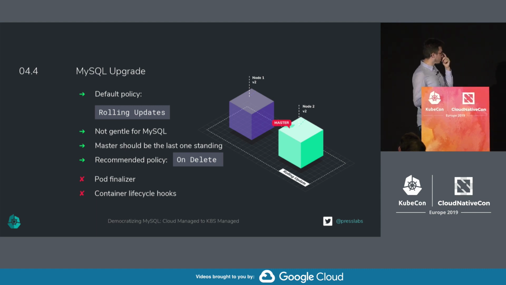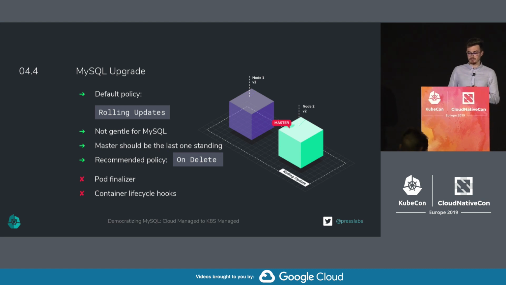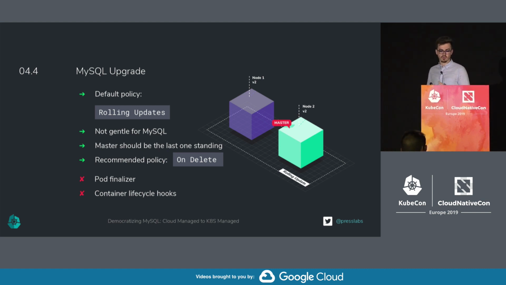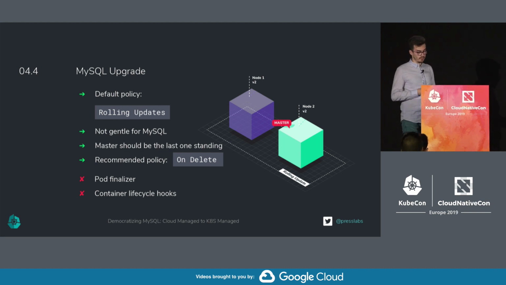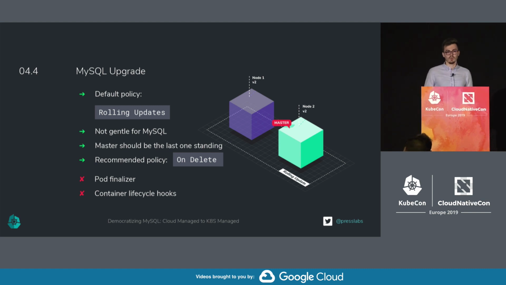We also tried other techniques like a pod finalizer to block the pod deletion until the failover is done. But we hit a dead end because we misunderstood how the Kubernetes finalizer works. It happens. Also, we tried using container lifecycle hooks, but it proved to be too complicated to implement. So we chose to implement the on-delete policy, which is still work in progress.